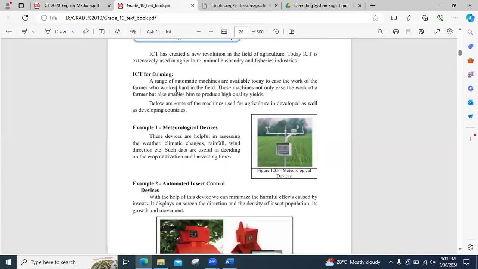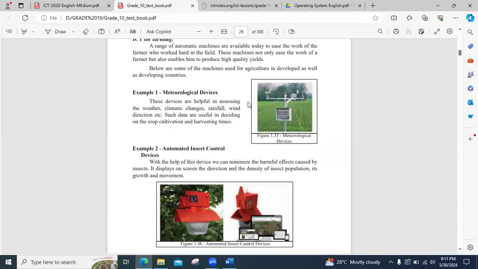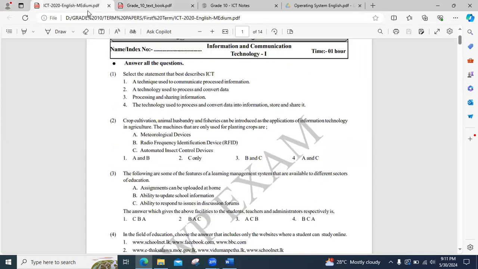This is ICT in agriculture. So one is the meteorological device. What it does is it helps in assessing the weather, climate change, rainfall, and wind direction, those things. Okay, so for this question, A is correct. Then the second one, B, radio frequency devices. That is, you must have an RFID card and an RFID reader. So that is not applicable for crop cultivation.